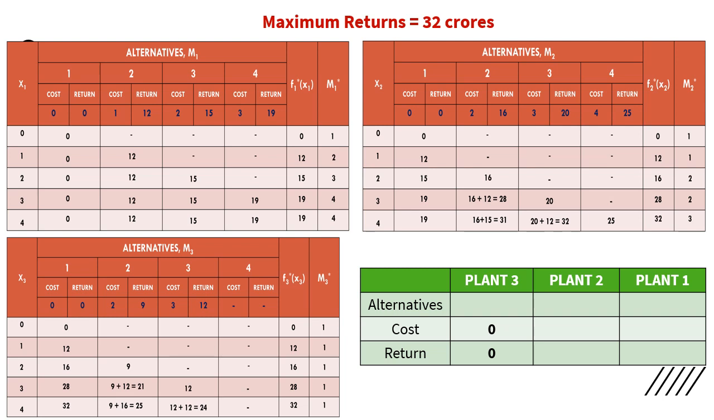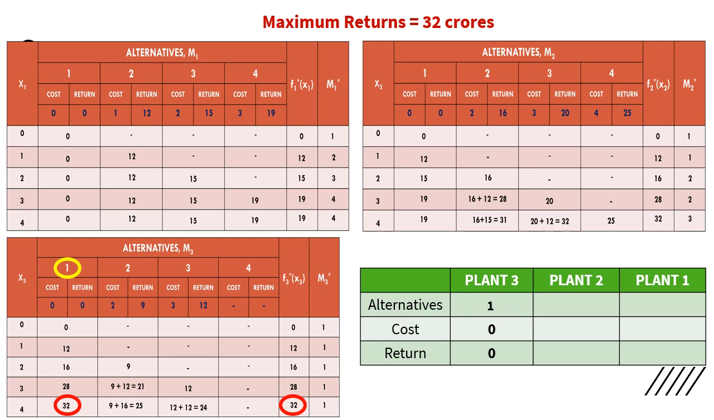Now, to identify what the alternatives are, 32 is on the last table. This 32 we got from alternative 1, which means my cost I am spending is 0 and my return is 0. So the alternative for this is plant 3 is 1, which means I am not going to spend any cost here, and my return is also 0.